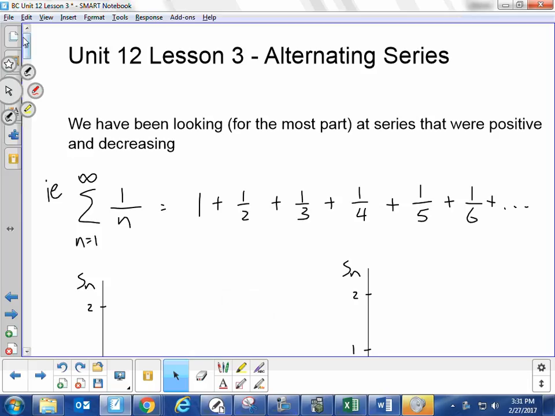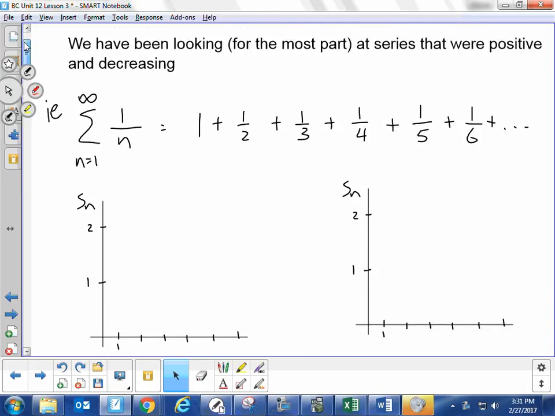We're going to talk about alternating series. We've been looking, for the most part, at series that have been positive and decreasing, like 1 over n, and we can look at their partial sums. Typically, after one term we have 1. Then 1 plus a half would be 1 1/2, that'd be plus the second term. Plus a third would give me like 1.8333. Plus 1/4 would give me something over 2.